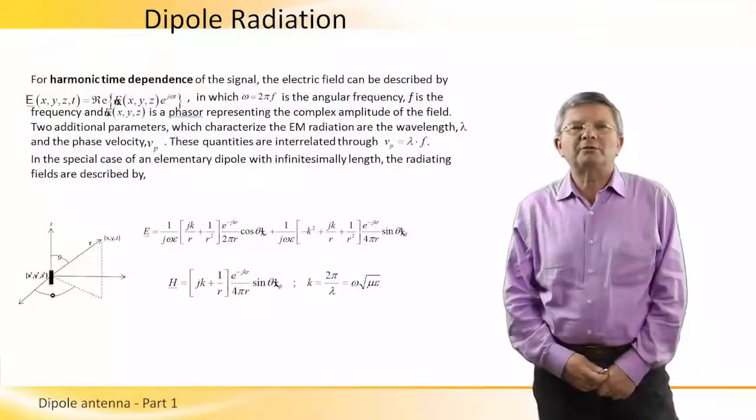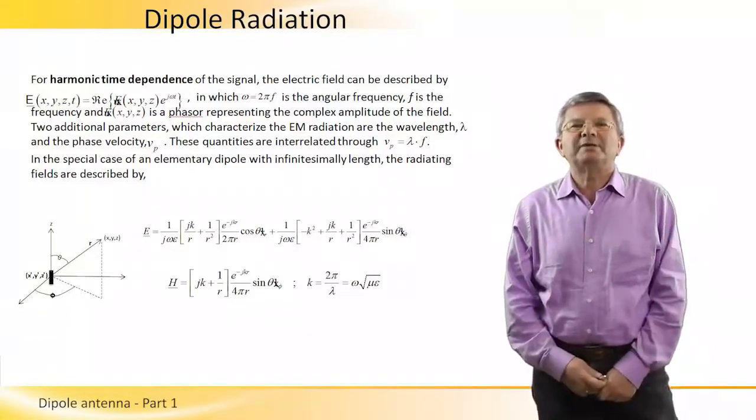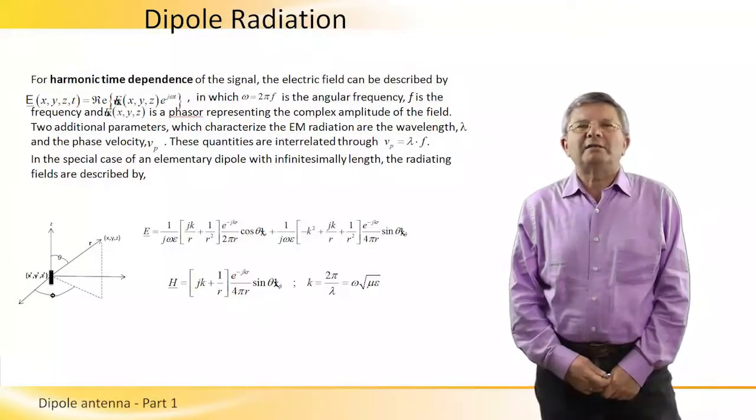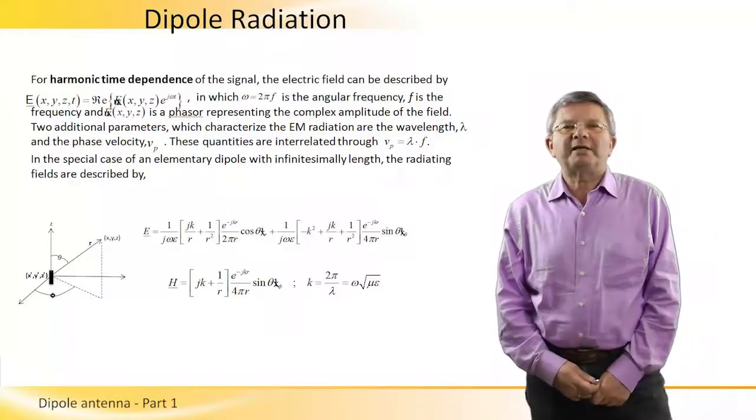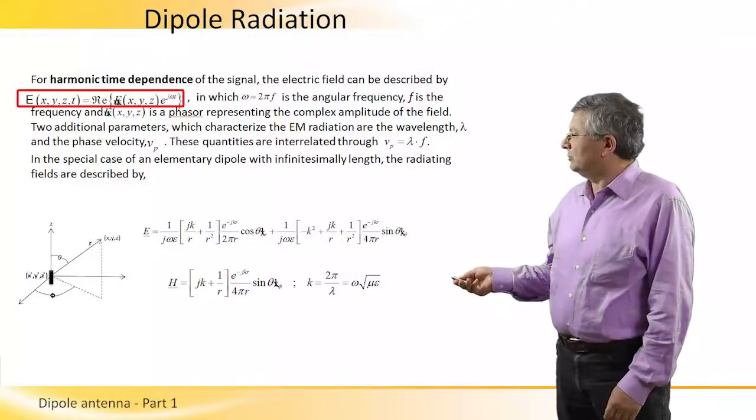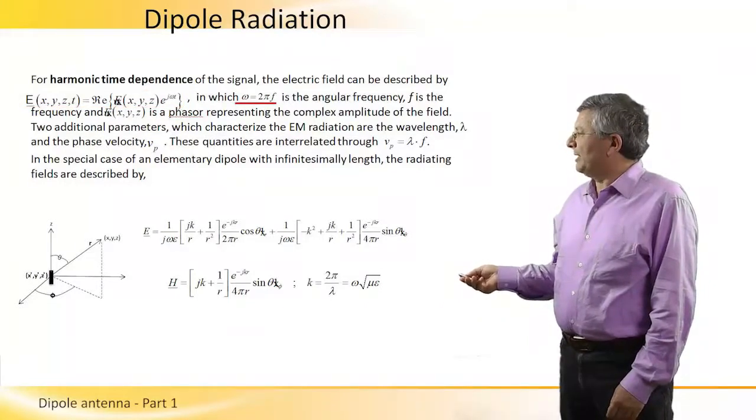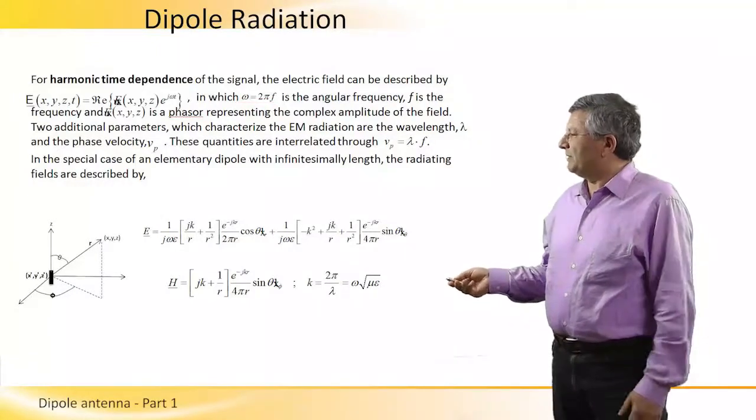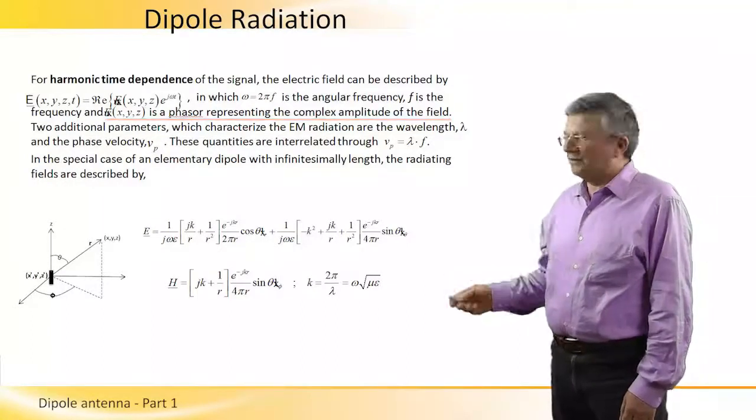Next we'll talk about harmonic time dependence of the signal, which is a particular type of time dependence, but a very common and a very important one. The electric field can be, in this case, described by E equal to a phasor or complex amplitude, E(x, y, z), multiplied by the exponential e to the j omega t, which is the time dependence, in which omega equal to 2 pi f is the angular frequency, f is the frequency, and as I mentioned, E(x, y, z) is the complex amplitude of the field.